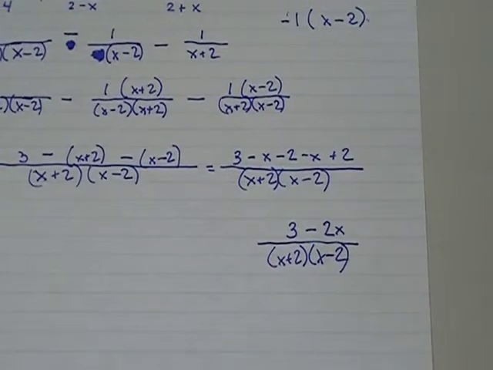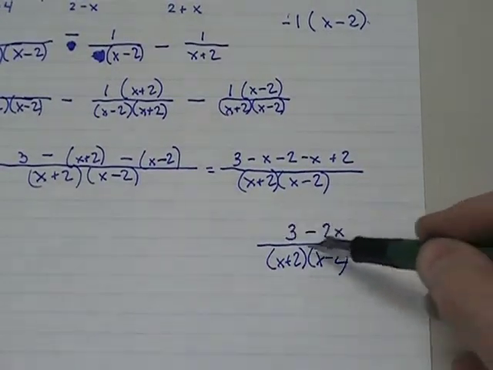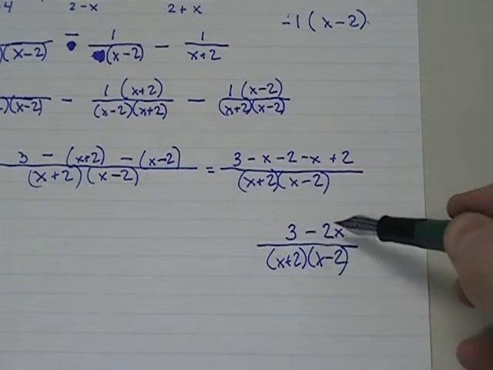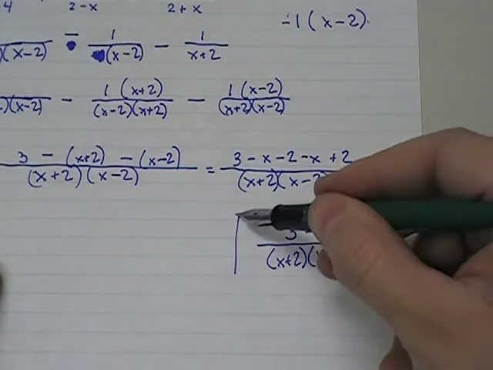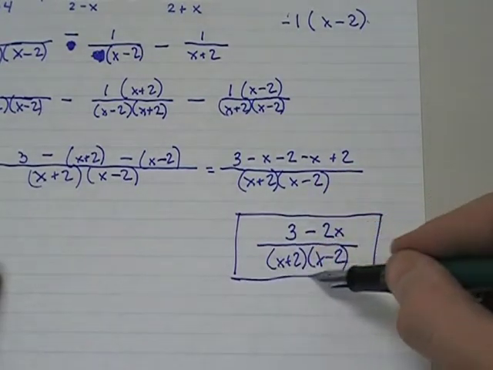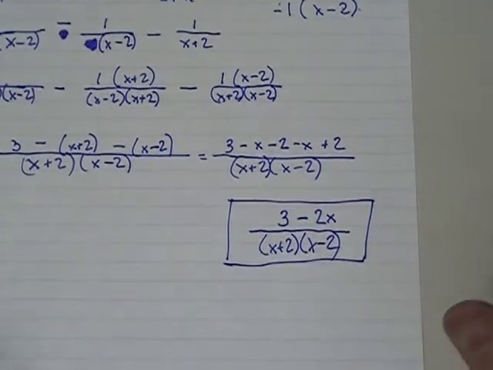Okay? And then, of course, you ask yourself, can I factor this? The answer is no. Does this cancel with one of these factors? No. So at that point, you've simplified this rational expression.